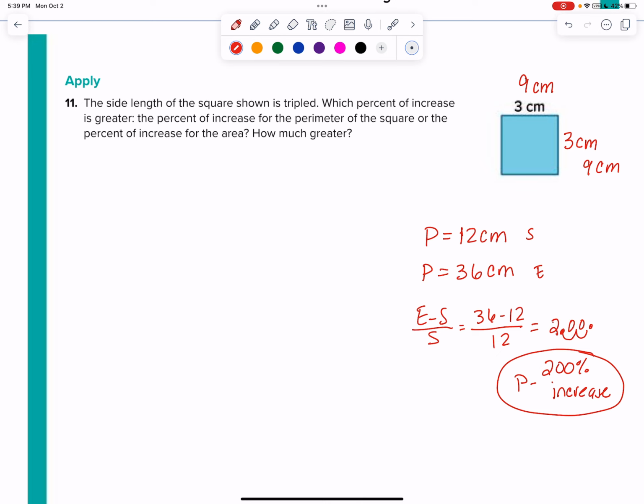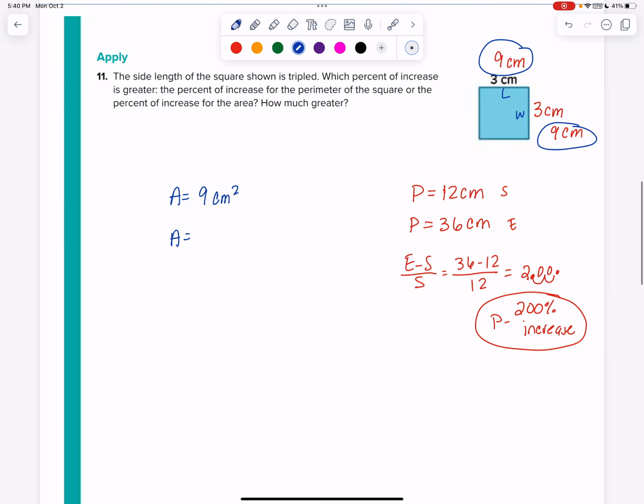Okay. So you're going to do the same thing for area. Okay. So the original area is length times width. Okay. Or because it's a square, you can just do length squared. So 3 times 3, we have 9 cm squared. Just ignore the cm squared, it's just the units. So we go from 9 to what? If we have a 9 by 9 now. Okay, and then finish calculating the percent increase of that, and then answer the question.